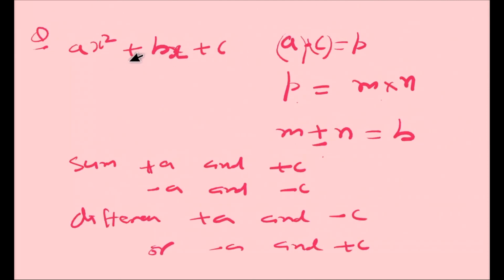Okay, the sign of this we should not take, we take the sign of this. If both are same sign, a and c, then the sum will be b, and if they are both opposite sign, the difference will be b. Okay, so students, let's give some examples here.